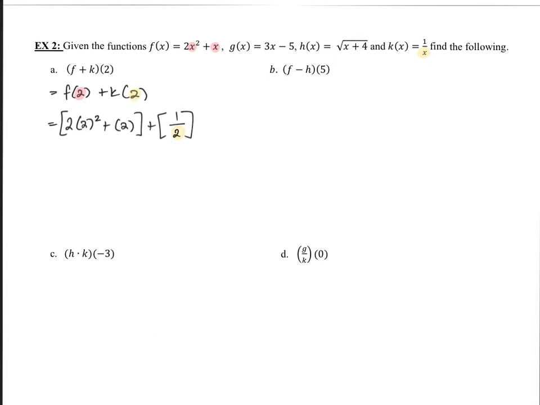It does take a moment to get used to the notation. Go ahead and take the time to pause the video and figure that through. So this was the f inputted, and this is the k inputted. Simplifying this out, we have 2 times 4 plus 2 plus 1/2. That'll be 8 plus 2, so 10, plus 1/2, which will be 10 and 1/2. So f plus k of 2 is going to equal 10 and 1/2.